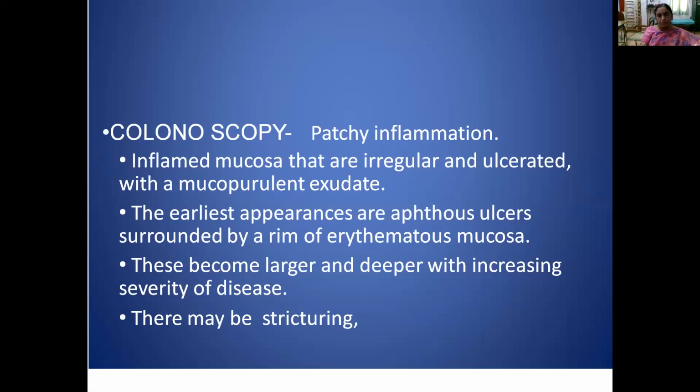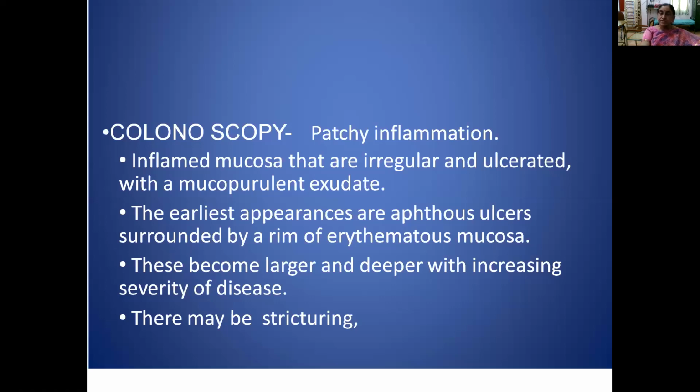When I do a colonoscopy, the main feature there is patchy inflammation. The inflamed mucosa will be in the form of irregular ulcerations, very common, with mucopurulent exudate. The earliest appearance is aphthous ulcers, surrounded by a rim of erythematous mucosa. This is the earliest: aphthous, superficial ulcers with a rim of erythematous mucosa. As time passes on, they become deeper, and with increased severity of the disease form fissured ulcers. So these ulcers become larger and deeper with increasing severity of the disease.